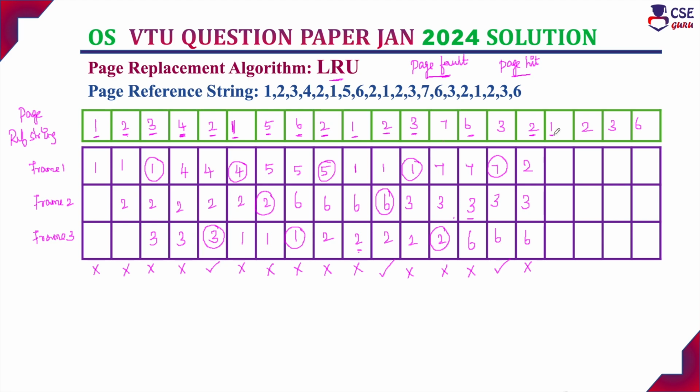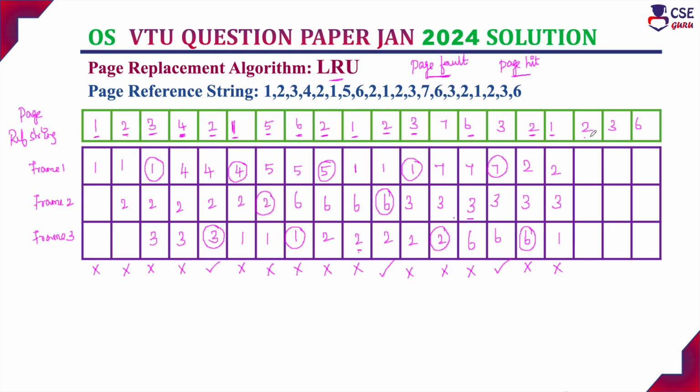Next reference string is 1. 1 is not available in any of these 3 frames. Recently used is 2 and 3. So 6 is least recently used. Replace 6 with 1. 2, 3, 1, you will get. This is also a page fault.